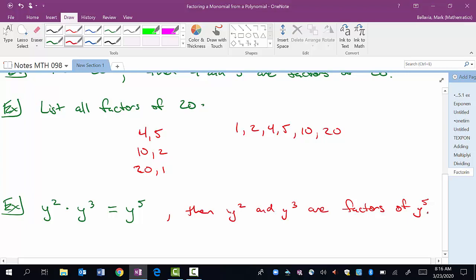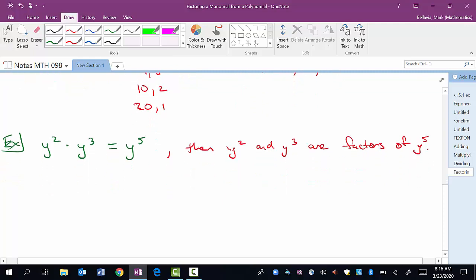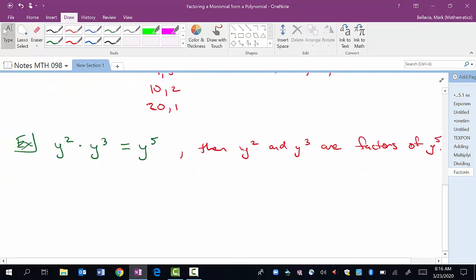So if you have two things that multiply together to give you a third thing, those two things are called factors of that third. So it applies to variables as well. Now, just like we did with 20, y to the second and y to the third aren't all the factors for y to the fifth. So if I actually asked you to list all factors of y to the fifth, let's think about what we could have there.